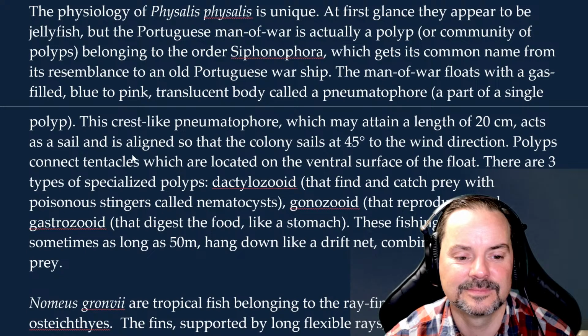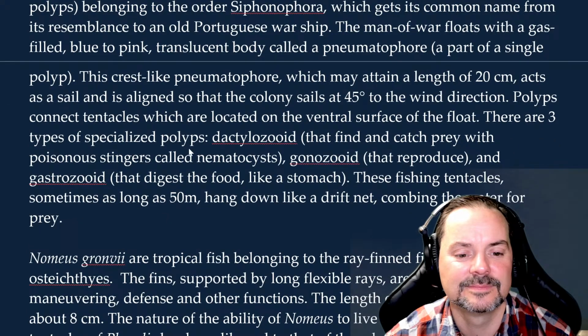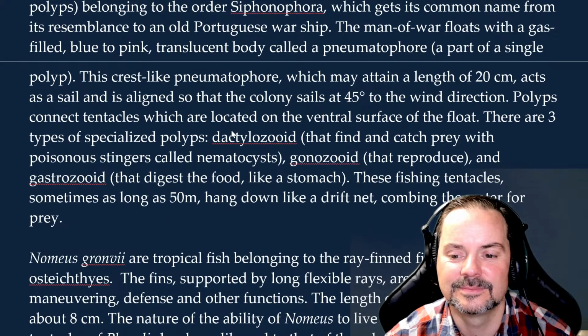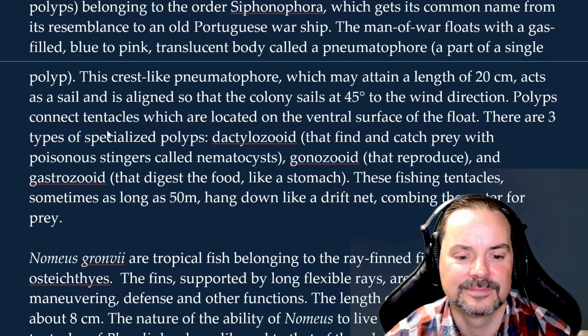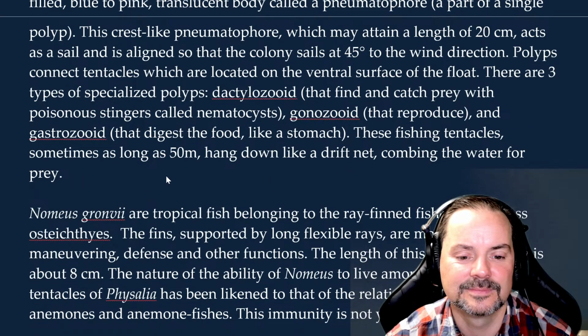As a result, it lies so that the colony sails at 45 degrees to the wind direction. Tentacles are located on the ventral surface of the float. There are three types of specialized polyps. There are dactylozooids that fish and catch prey with poisonous stingers called nematocysts, gonozooids that reproduce, and gastrozooids that digest the food. These tentacles, sometimes as long as 15 meters, hang out like a fishing net combing the water for prey.